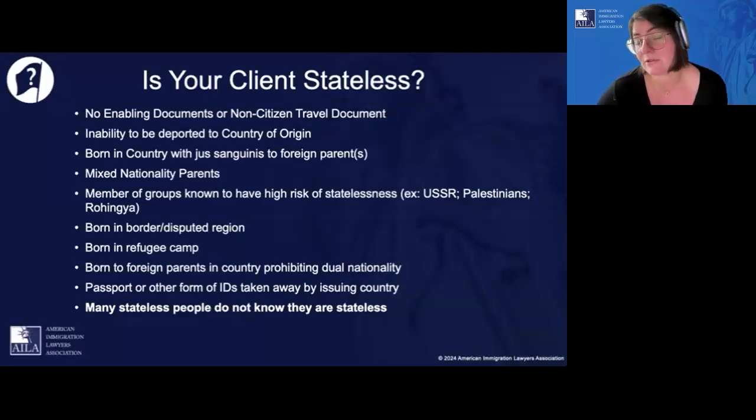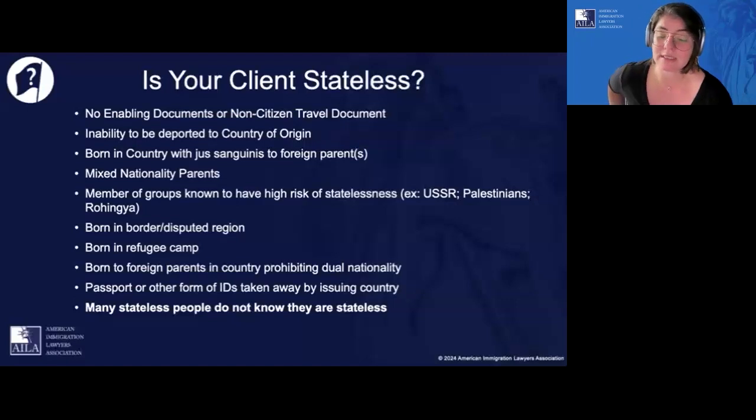Born in a country with jus sanguinis, or rather, you're able to inherit nationality through relation by blood or through your parents, to foreign parents. Mixed nationality parents. A person that's a member of known groups at high risk of statelessness. That is all different republics from the former Soviet Union, Palestinians, and Rohingya, just tracing those world events that affect communities of that background. Born in a border disputed region. Think Eritrea and Ethiopia, parts of the Western Sahara and Morocco. Born in a refugee camp. Born to foreign parents in a country prohibiting dual nationality. Interestingly enough, South Korea is one of those countries, right? Passport or other forms of IDs are taken away by the issuing country.